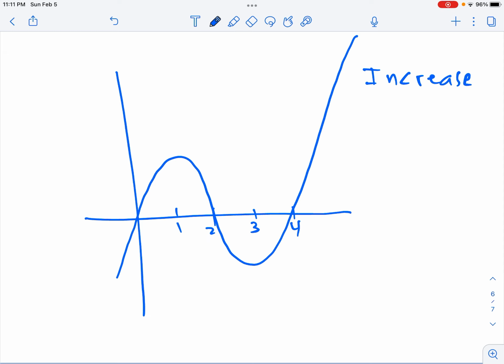Let me trace here the part of the graph that's increasing. Now think of this as a roller coaster, and the roller coaster is always traveling towards the right. So as I'm traveling towards the right, I'm increasing, increasing up to there. And then I go down, and then I go from here, increasing. So just imagine that roller coaster. So for the intervals of increase and decrease, you're always talking about the x values. So for which x values are you increasing?